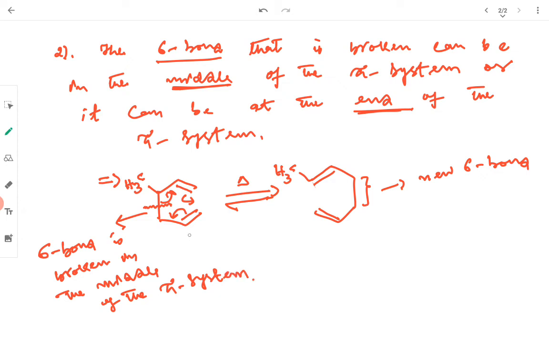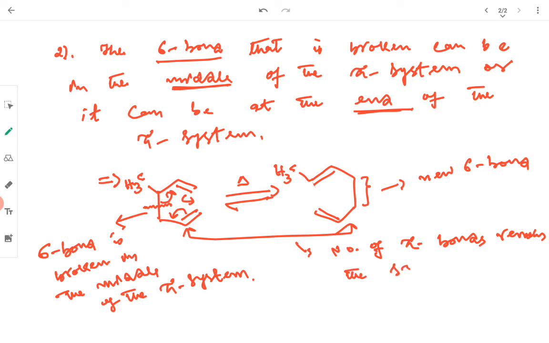Okay, one more thing that you must recognize here. If you see, the number of pi bonds in the reactant is 2, and in the product it's also 2. So we can write the number of pi bonds remain the same in the reactant and the product. So this is an example where I have shown that the sigma bond is broken in the middle of the pi system.